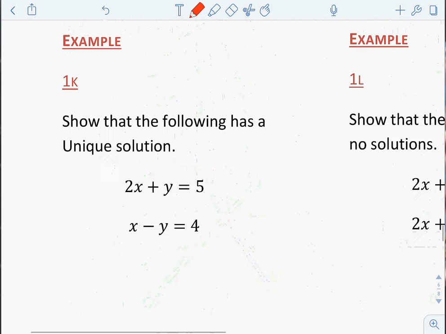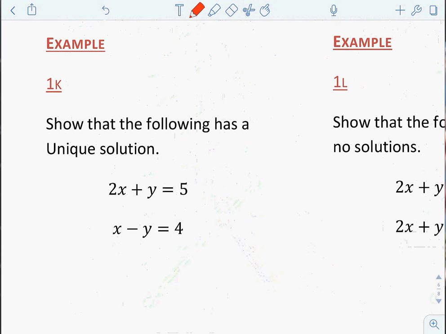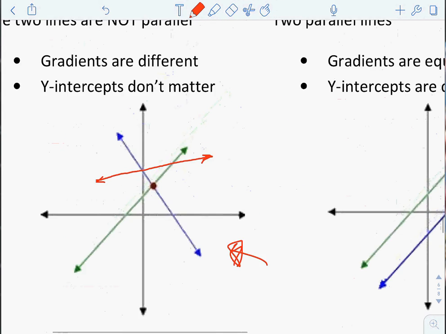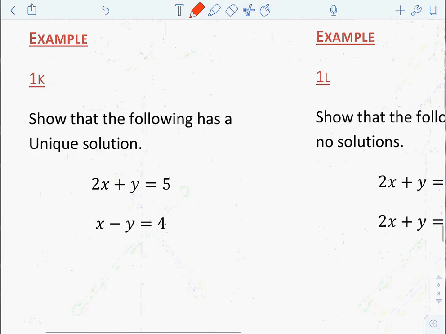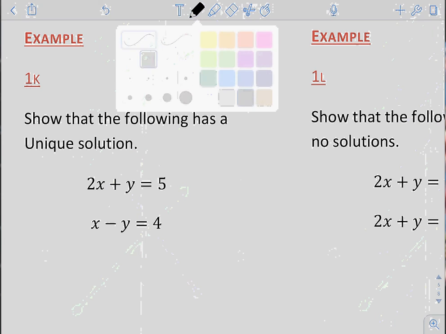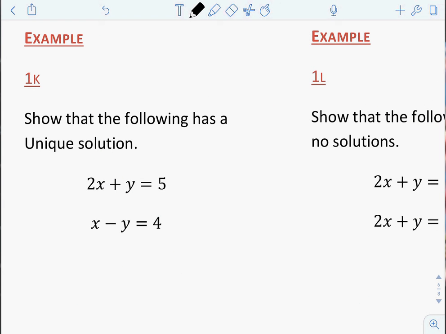An example for this. We're asked to show that the following has a unique solution. To show that it has a unique solution, what we need to do is show that the gradients are different, and it doesn't really matter what the y-intercepts are. So what we're really doing is showing that the gradients are different. To show that, your easiest method is to convert each of these equations into our general form, which is y equals mx plus c.